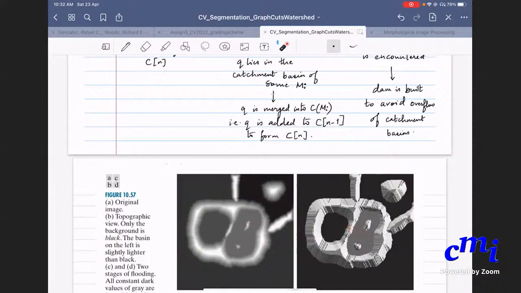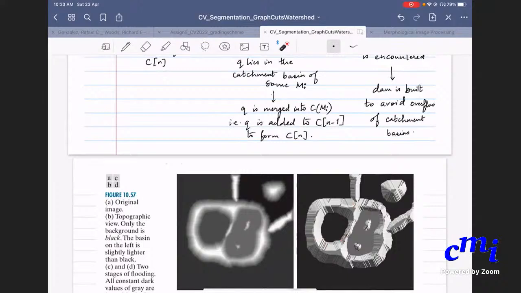Then slowly it will rise even more, and it will start overflowing, or maybe these two regions will merge. So whenever the regions start merging, we try to build a dam between those regions. For example, when the water rises up here, we build a dam here, and so on. So the dams that are built in this way to avoid the water overflowing between the original regions of minima, those dams in the end give us the segmentation.